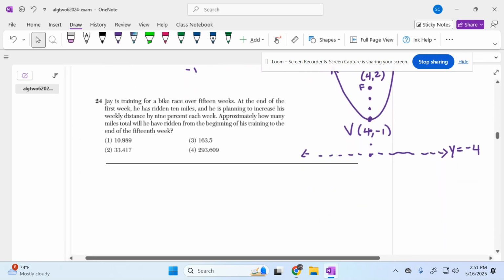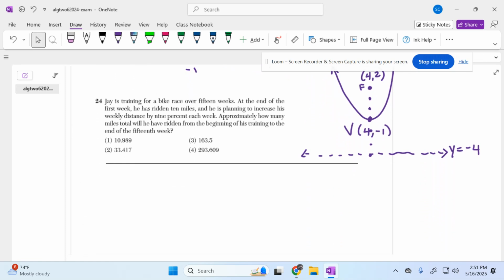Number 24 is asking us about a bike race taking over 15 weeks. We're increasing the ride by 9% every week. This sounds like a sequence question, but it's not, because we want to know how many total miles. This word right away is telling us this is a series. It's a geometric series because we have a percent or a multiplier. So we know that the first value, a sub 1, is going to be 10 miles. We know the ratio is going to be 1.09 because that's what I multiplied each term by to make the next.